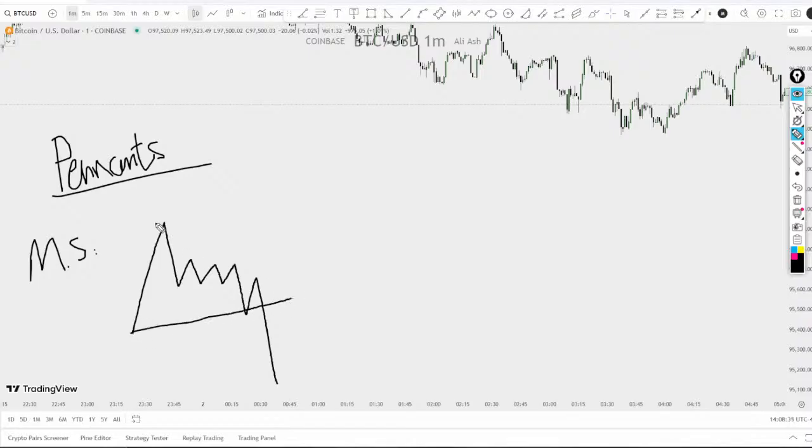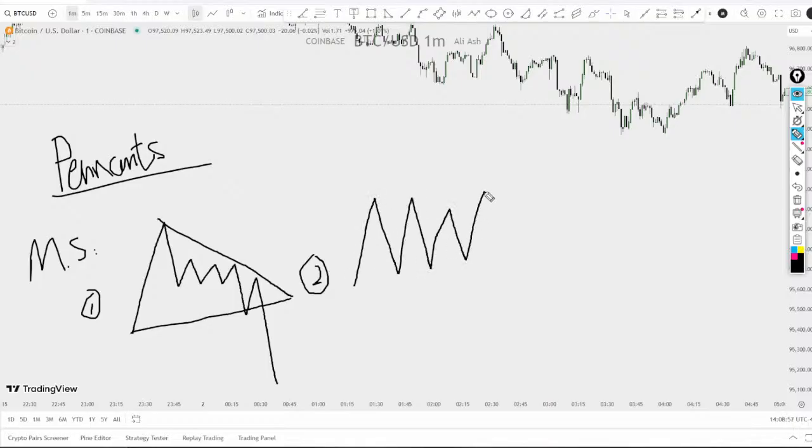So this is what we call a pennant. It's in a triangular form, and can also be like this. This is the first kind of pennant we can see, which is the direct pennant, and this is the consolidated pennant. So this is the consolidated pennant, this is the direct one. This is the consolidated.